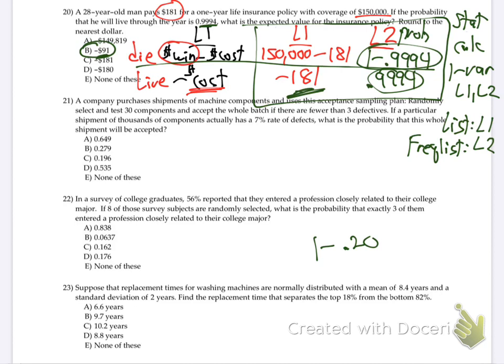Good. On to 21. A company purchases shipments of machine components and uses this acceptance sampling plan. Randomly select and test 30 components and accept the whole batch if there are fewer than 3 defectives. If a particular shipment of thousands of components actually has a 7% rate of defects, what is the probability that this whole shipment will be accepted? These were some of the harder questions from exam 2.